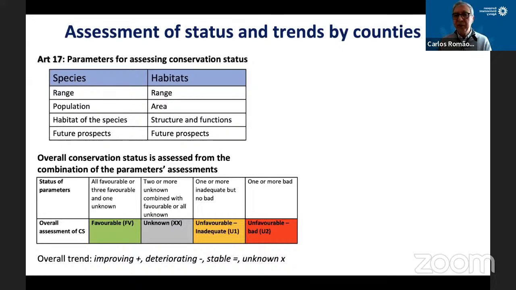One parameter is about the range, which is basically the envelope around the distribution of each species or habitat, the population sizes, the habitat of the species, and the future prospects, which is a kind of expert assessment of the balance between the ongoing pressures and the perspectives of the conservation measures to deal with these pressures. There are some rules about when to consider the status favorable or unfavorable, but I will spare you the details here. But if you're interested, we can discuss it later on.